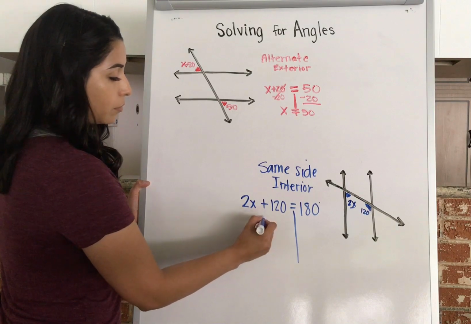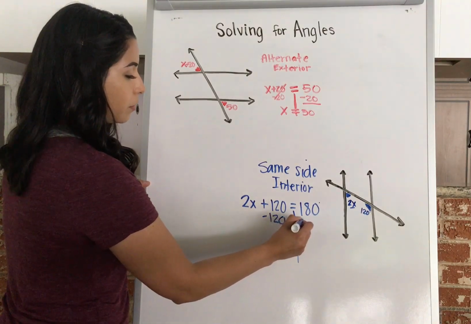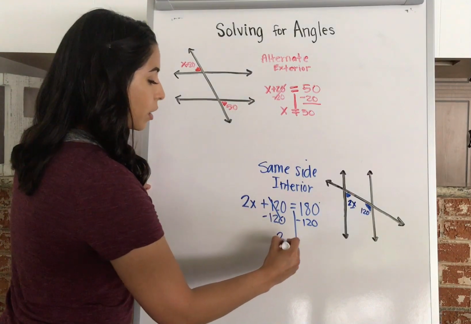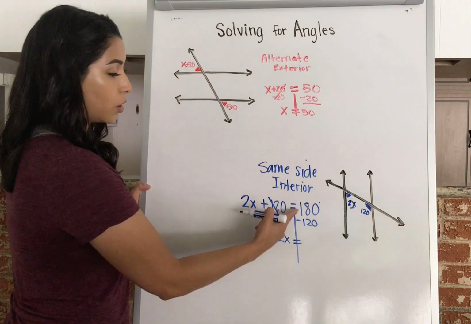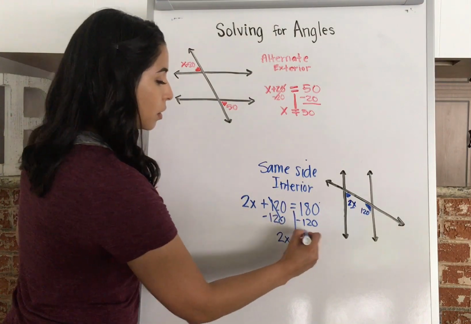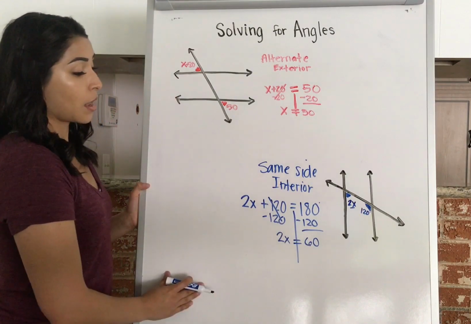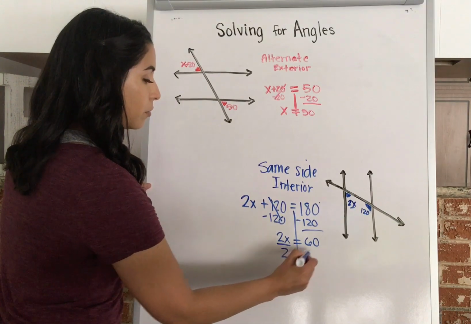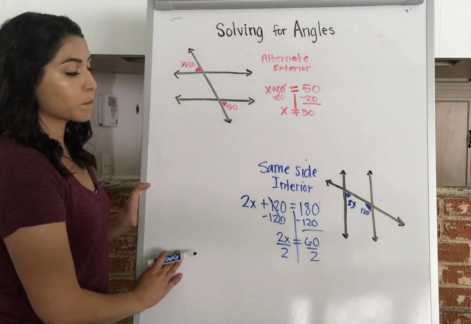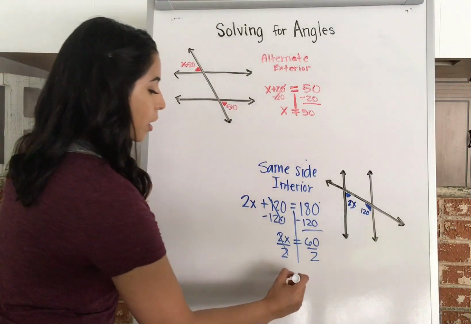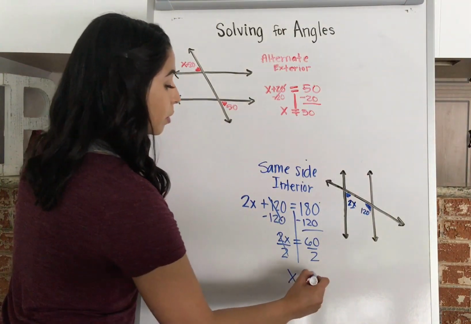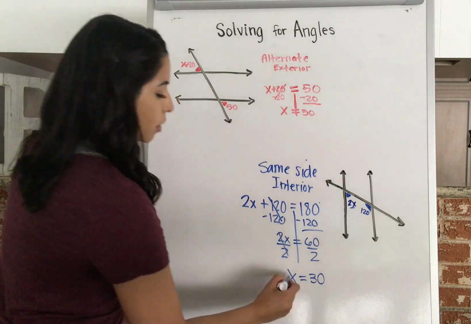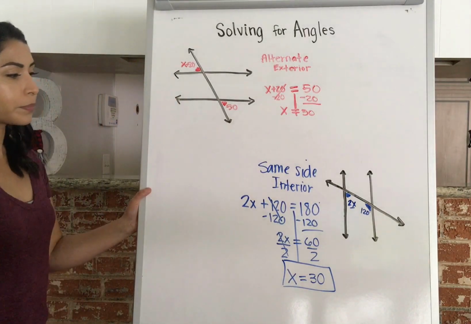The inverse of add 120 is subtract 120. Okay, those are going to cancel out. And I get 2x equals 180 minus 120, which is just 60. Now the inverse of 2 times x is divide by 2. These cancel out. And I get x equals 60 divided by 2, which is 30. Those are the same. That's good.